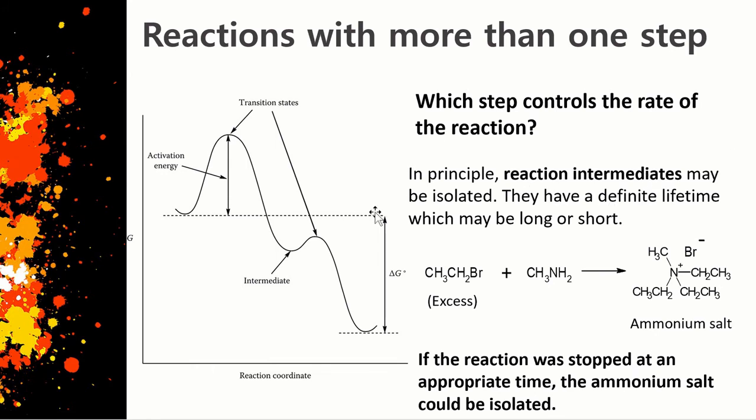an intermediate. So here, if the reaction has more than one step, we have an intermediate here, right? It would have crossed the transition state, formed an intermediate, and have another transition state, and then formed the product here. If the reaction was stopped at an appropriate time, the ammonium salt could be isolated. So here we have an excess of the halide reacting with the amine, and we have our ammonium salt. The point we're making here is that if the reaction was stopped at an appropriate time, the ammonium salt could be isolated as an intermediate.